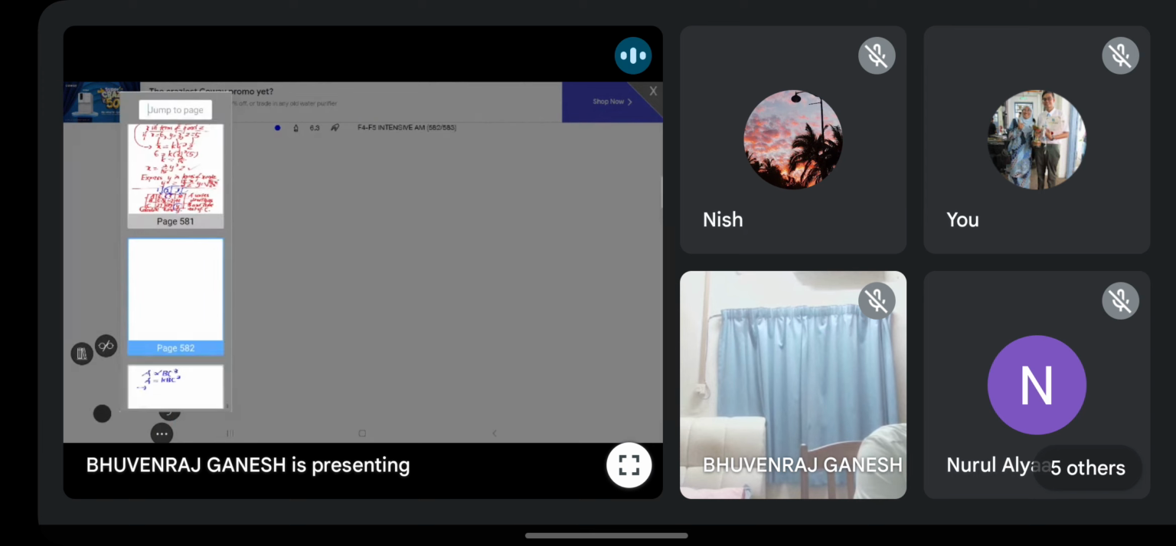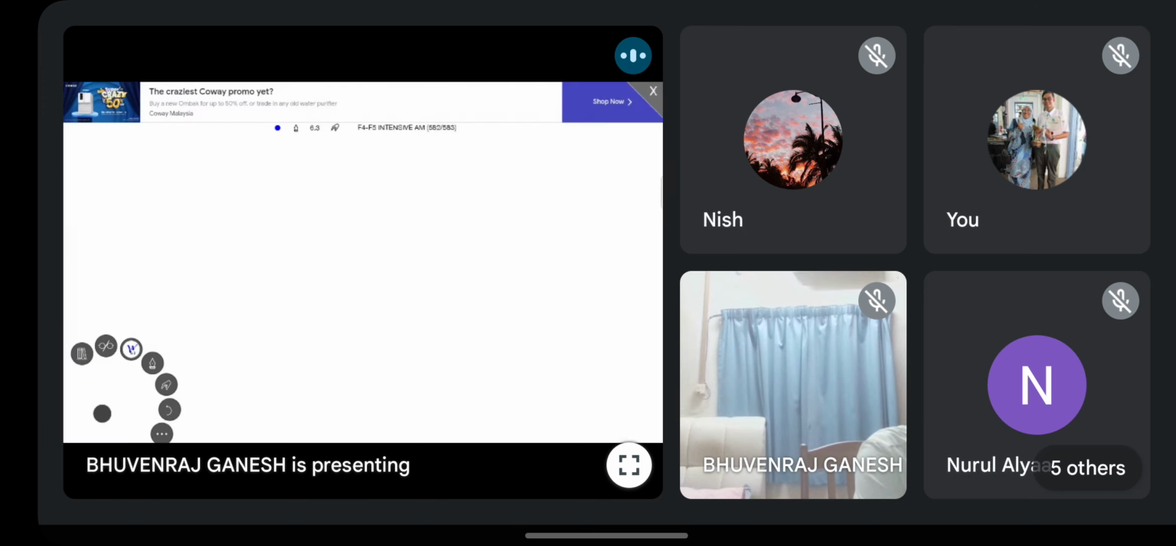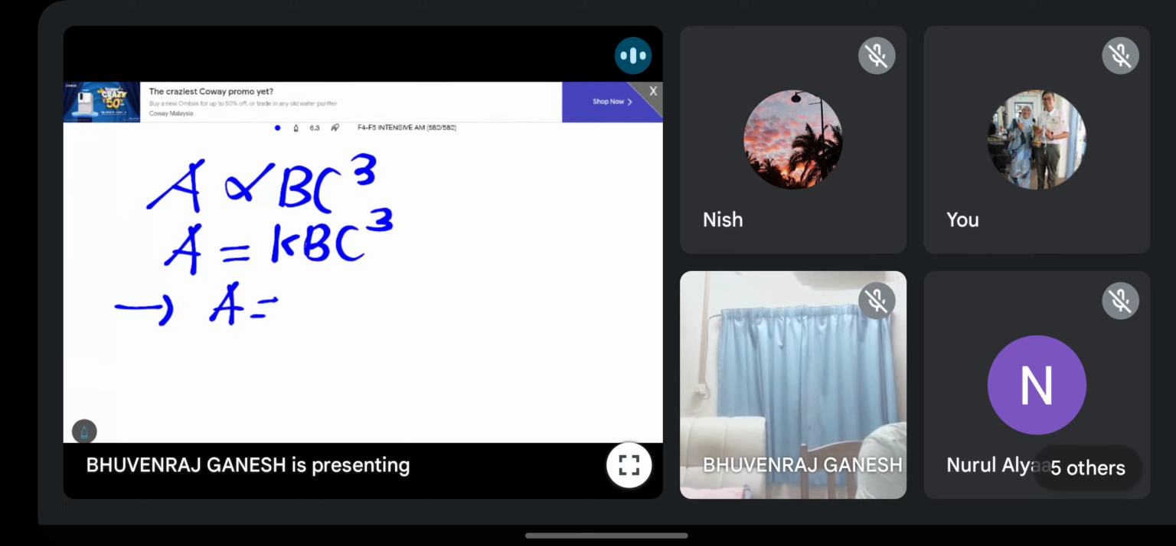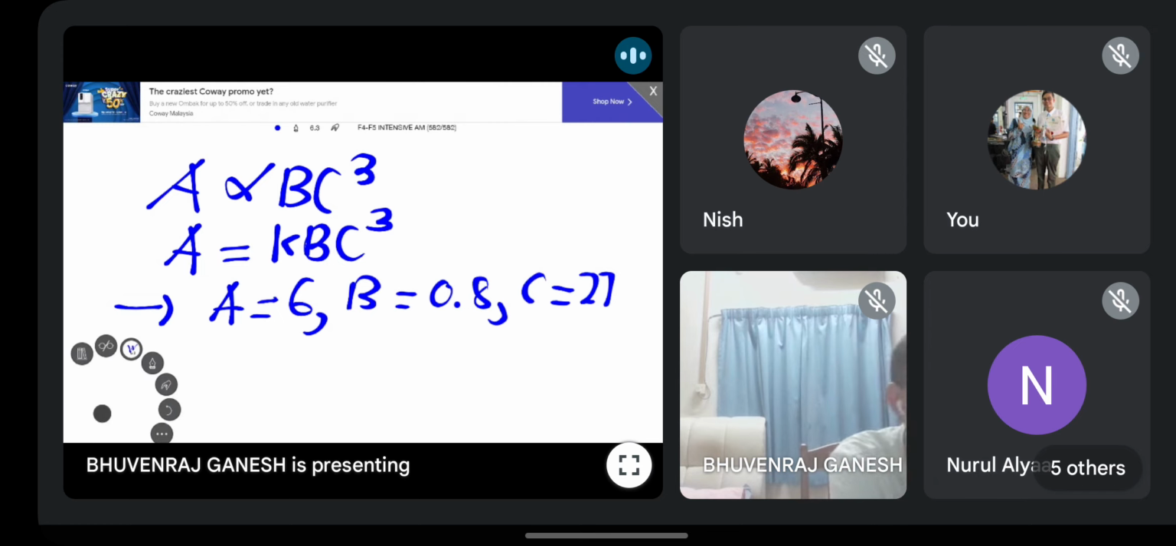Okay, so tadi A sama dengan 6, B equal to 0.8, C equal to 27. So kamu boleh gantikanlah sekarang. Yang ni Mia, this one is actually punca kuasa, you know. Yang ni adalah punca kuasa, bukan kuasa 3.